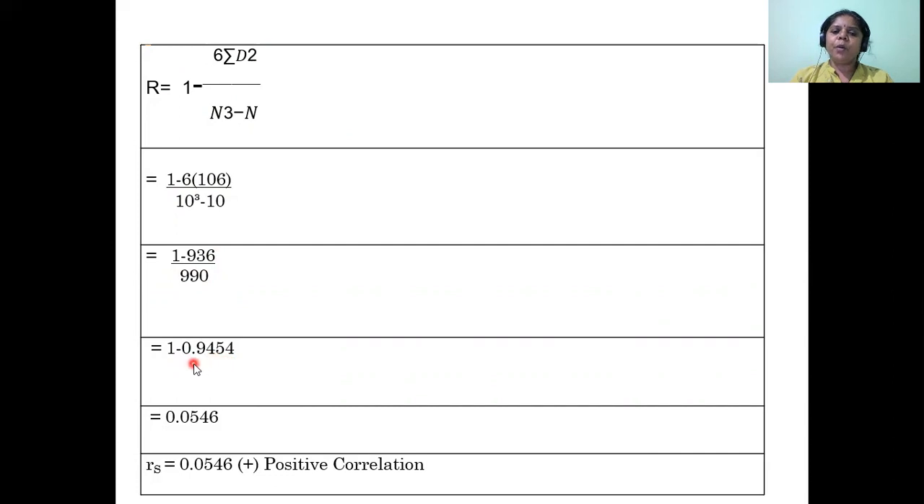That is equal to 1 minus 0.9454 is 0.0546. So the correlation is 0.0546. Here we are getting the plus sign, therefore this is called positive correlation. Okay students, clear? Next, let us move to the next problem.